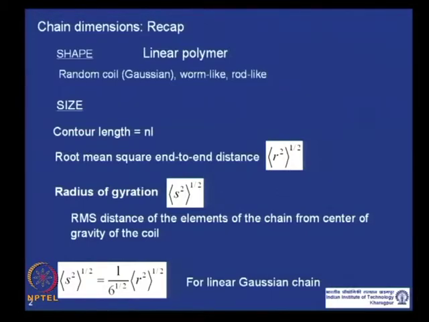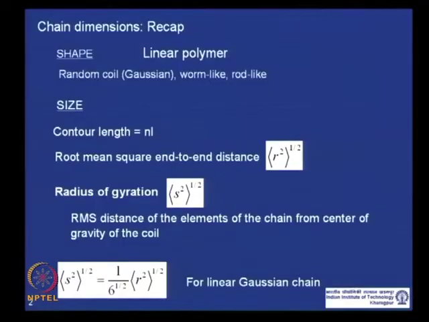In terms of size, we discussed the contour length, which is n multiplied by L, where n is the number of bonds and L is the length of each bond. Because the random coil has numerous conformations, the coil shape is always changing, so the end-to-end distance in a polymer coil is always changing. So you have to take a time average, and we introduced the term root mean square end-to-end distance, which is given by this.